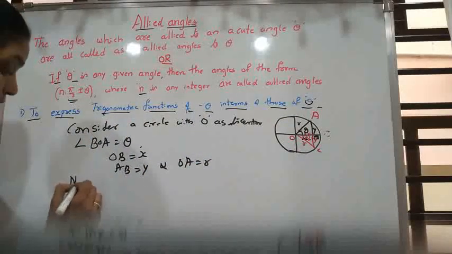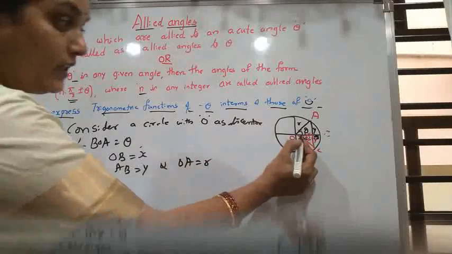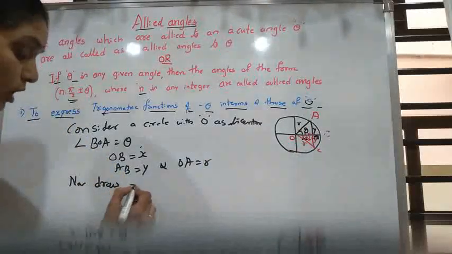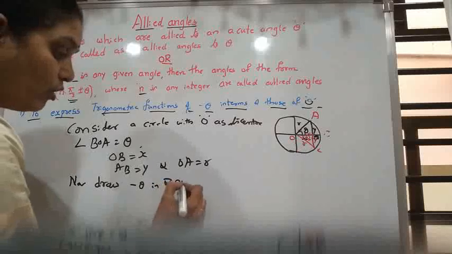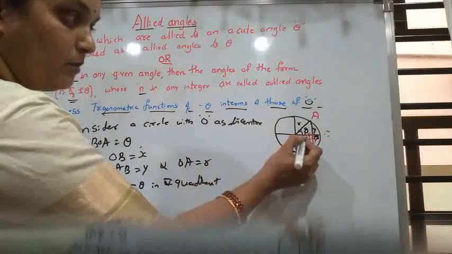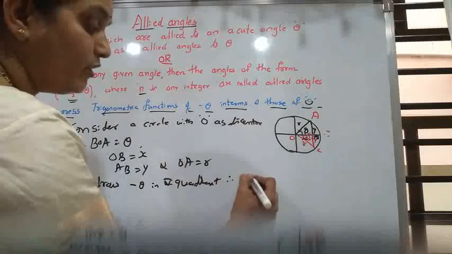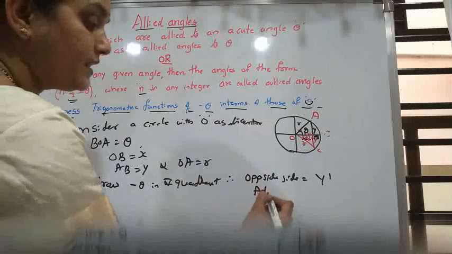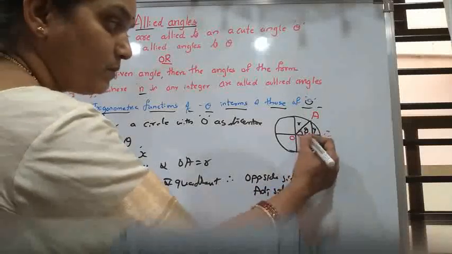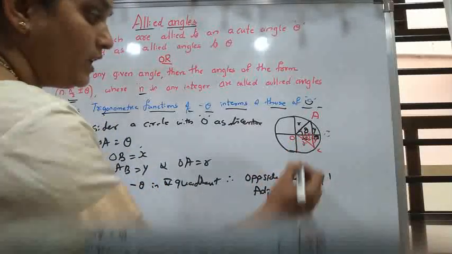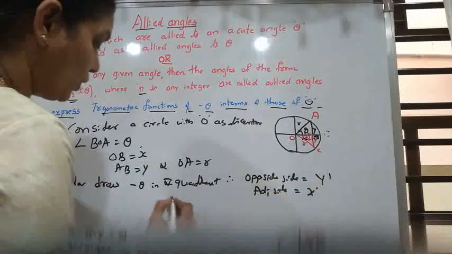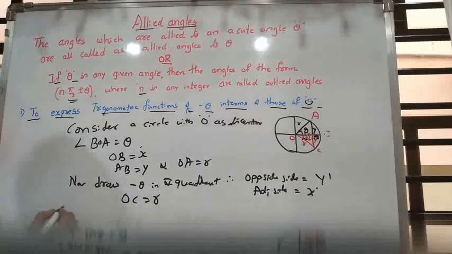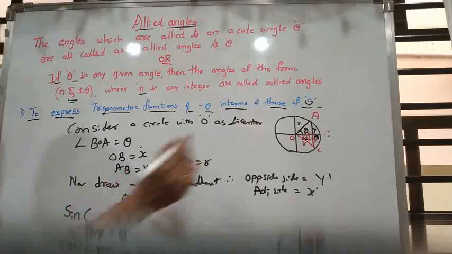Okay. Now draw this same in measurement, but opposite direction, which I took as minus theta. Draw minus theta in the fourth quadrant. Therefore, the opposite side for minus theta is y dash. The adjacent side for this is x dash. But here x is equal to x dash. And then the hypotenuse, what is the hypotenuse here? OC. OC is equal to r. It is the positive hypotenuse.